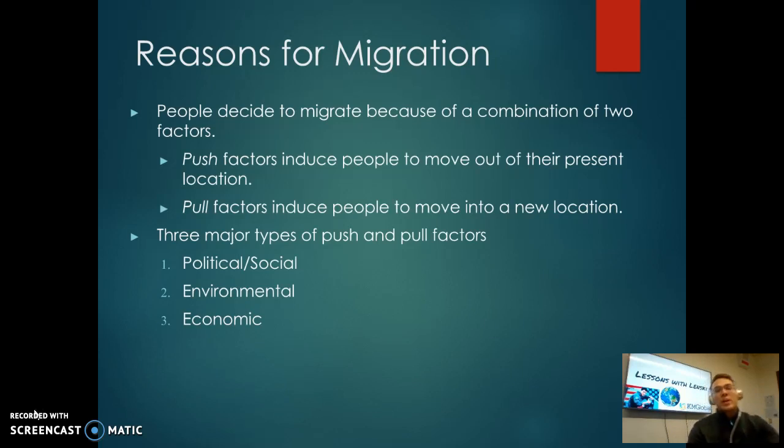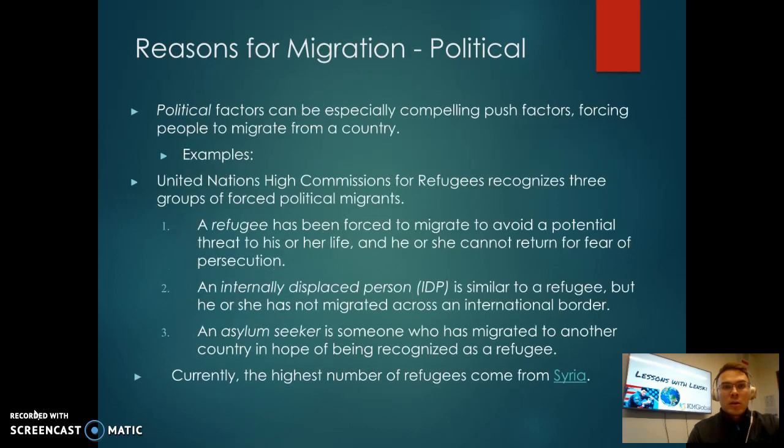Three major types of push and pull factors that we will cover in this slide are political and social, environmental, and economic. Getting right into political, we have three main groups that we need to talk about, which are refugees, IDPs, or internally displaced persons, and asylum seekers.